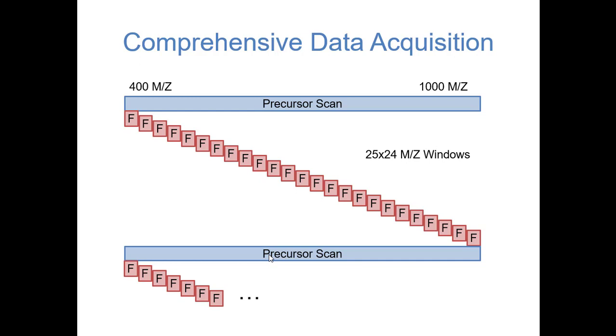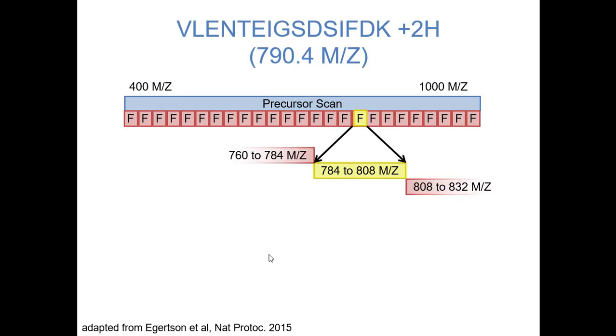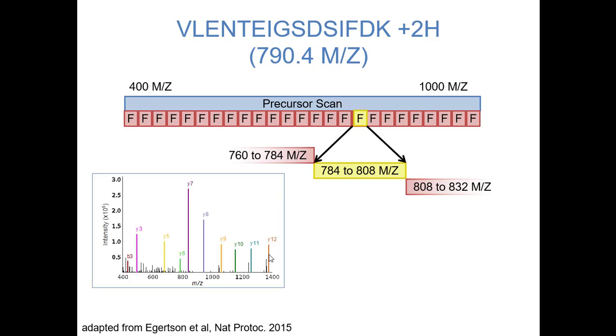To represent this a little bit further, I'm just going to say these have about 2.5 seconds between them, between the duty cycles. I'm just going to flatten this out so that we can see this in a repeated way. So this basically represents one duty cycle. If we take a look at one of those fragment scans, say this one from 784 to 808 m/z, and we look at what it looks like in a mass spectrometer, this actually represents a pretty high abundant peptide, but this is one scan that you might acquire.